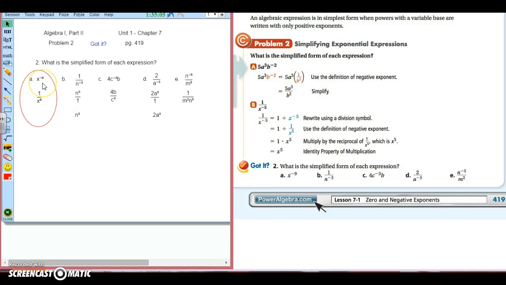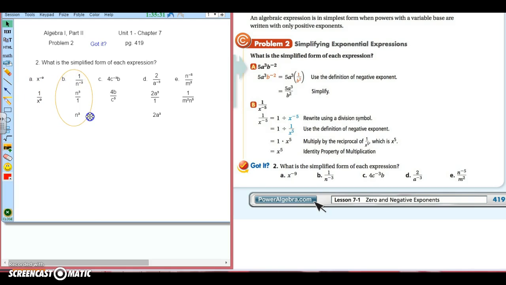Remember the definition of a negative exponent is that it has to switch from numerator to denominator or denominator to numerator, whichever. So in this case, in order to get rid of that negative in the exponent, we have to move that x down into the denominator. So it becomes 1 over x to the positive 9th power.